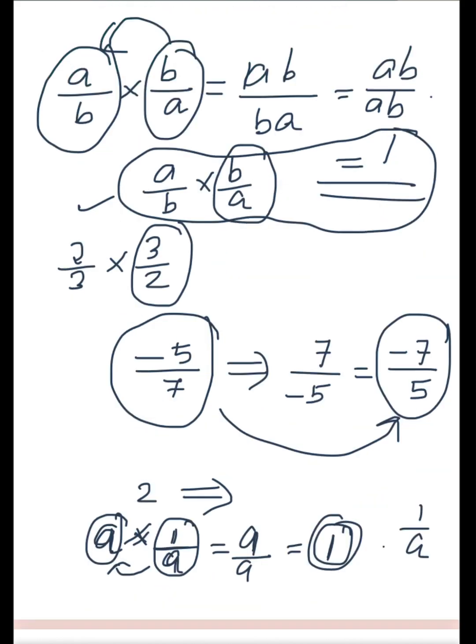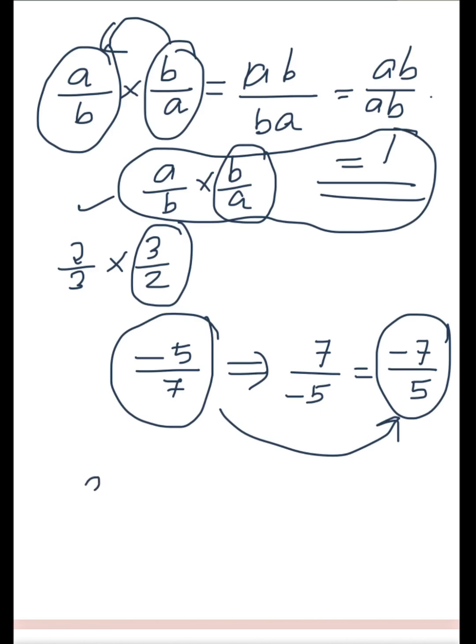Let's take a number and see. Suppose I am taking 3 and you are asked to find the multiplicative inverse or reciprocal of 3. Then what will be the answer? It will be 1 by 3. 1 by 3 will be the reciprocal or multiplicative inverse. If it's minus 5, then what will be the answer? 1 by minus 5 will be the multiplicative inverse, or we can say minus 1 by 5. Both are correct. This will be the multiplicative inverse.